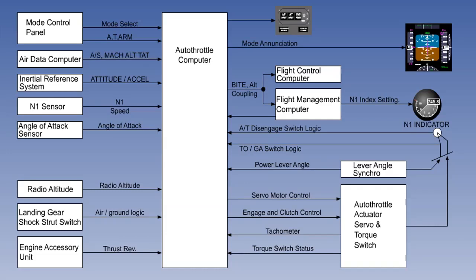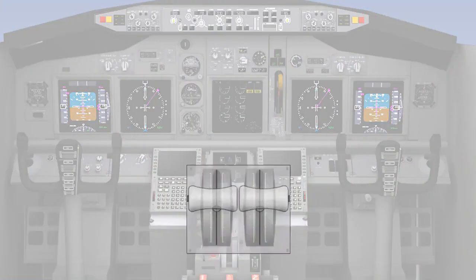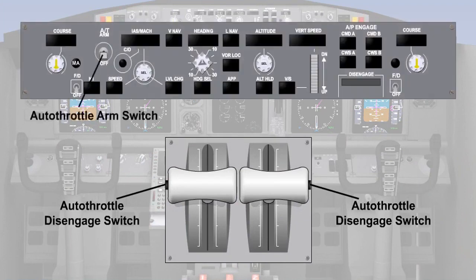During this lesson, you will learn about the autothrottle and its component parts. Then you will learn about the thrust computations made by the autothrottle system and the purpose of the full authority digital engine control system, and the engagement and disengagement criteria.